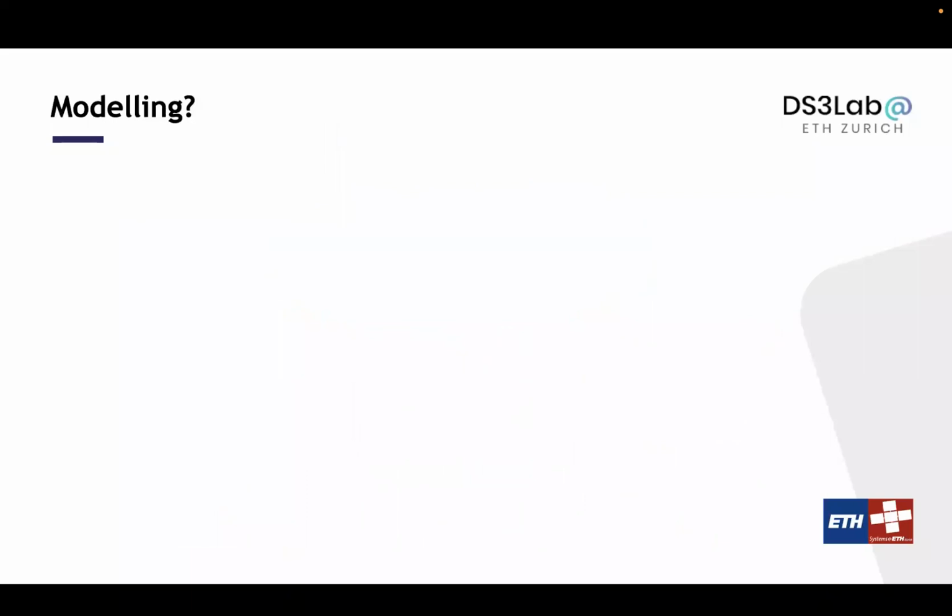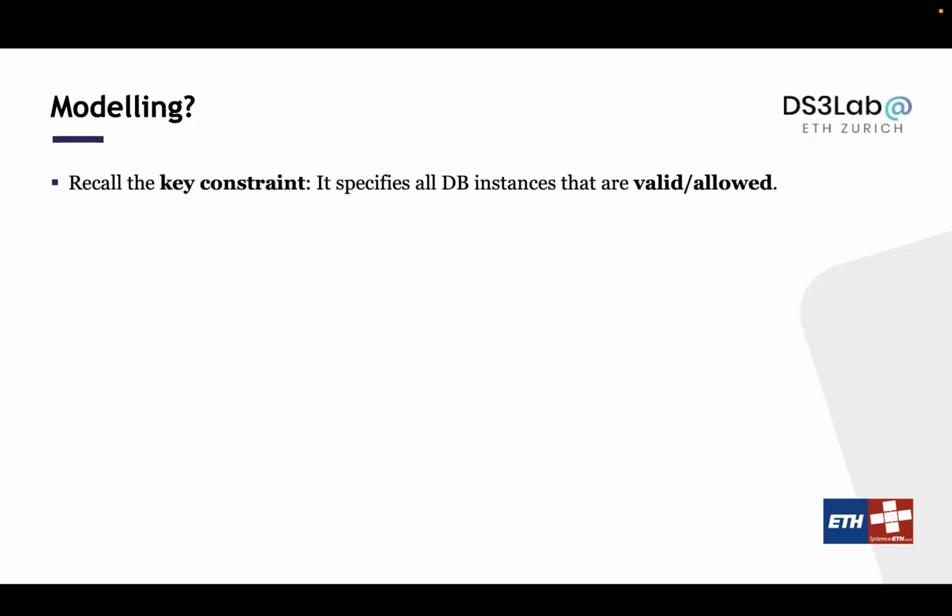So before we talk about the concrete ways of modeling things, let's think about what we mean by modeling. Why do we use the word modeling, and what do we mean by a model? If you recall, a couple of lectures ago when we talked about the relational model, we introduced something called a key constraint. What the key constraint does is specify all database instances that are valid or allowed in your database schema. It tells you, if you give me a piece of data, whether that is allowed inside the database or not.